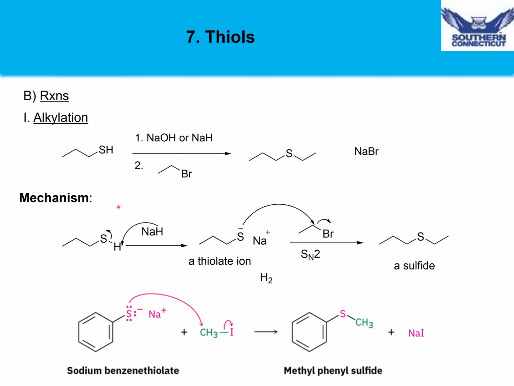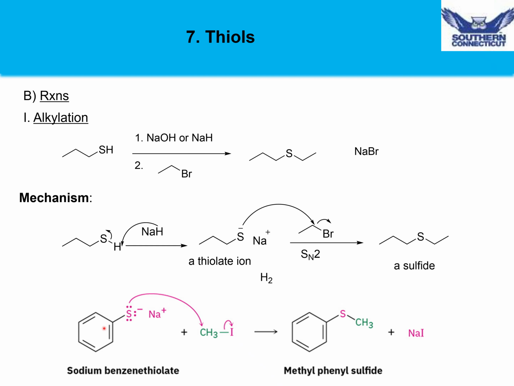Here's a look at the mechanism. Sodium hydride will remove this hydrogen, producing a thiolate ion, which will then do an SN2 reaction on a primary alkyl halide to produce the sulfide. This reaction works best when there isn't a lot of sterics around the alkyl halide, so methyl halides, primary alkyl halides, or even sometimes secondary alkyl halides work best.